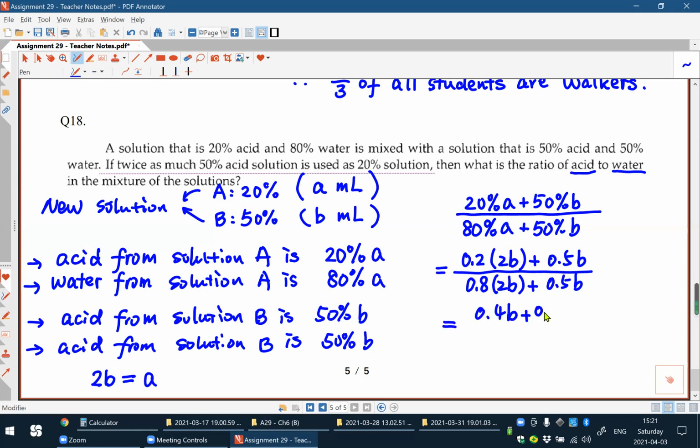Which is 0.4B plus 0.5B, and 1.6B plus 0.5B, which is 0.9B over 2.1B, which is, B is canceled with each other, right? Which is 3/7.